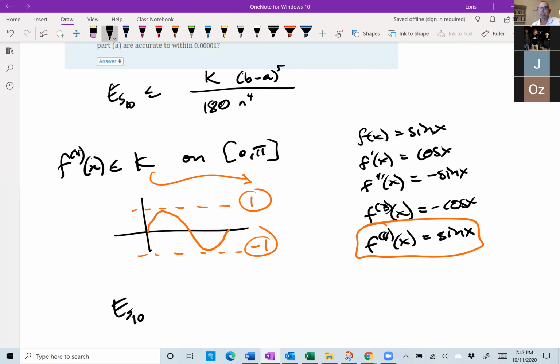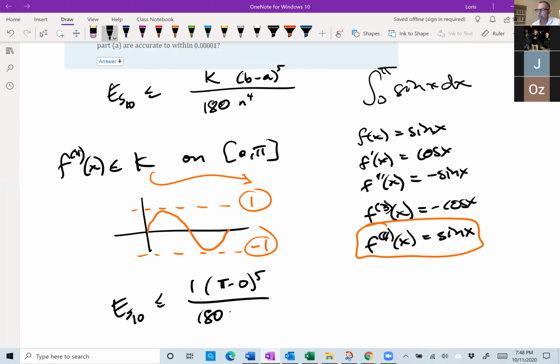So approximating the integral of sine of x from 0 to pi, the error associated with doing just 10 subintervals with Simpson's rule is going to be less than or equal to 1 times (pi minus 0) to the 5th power over 180 times 10 to the 4th. Okay, so you get your answer.